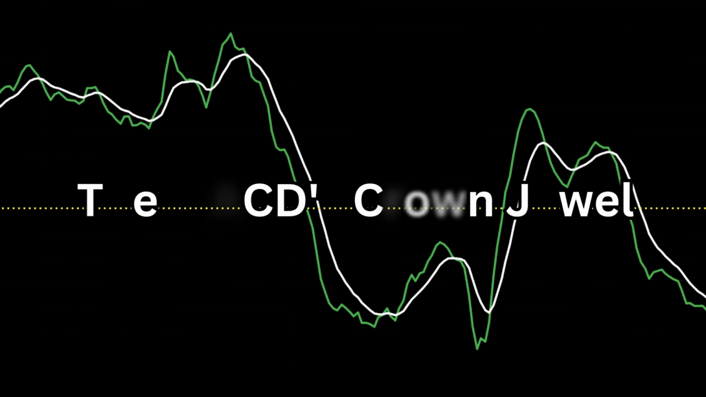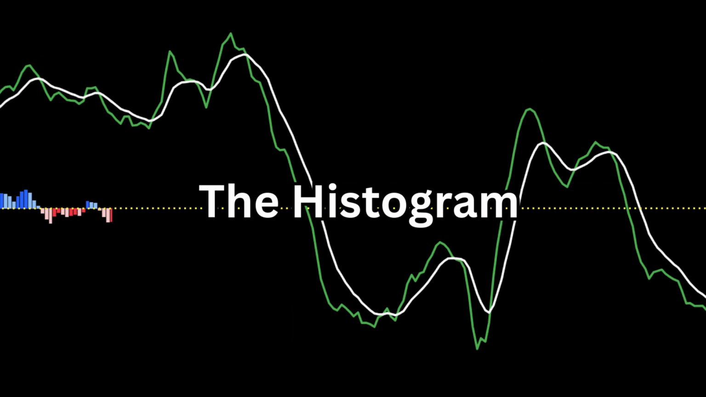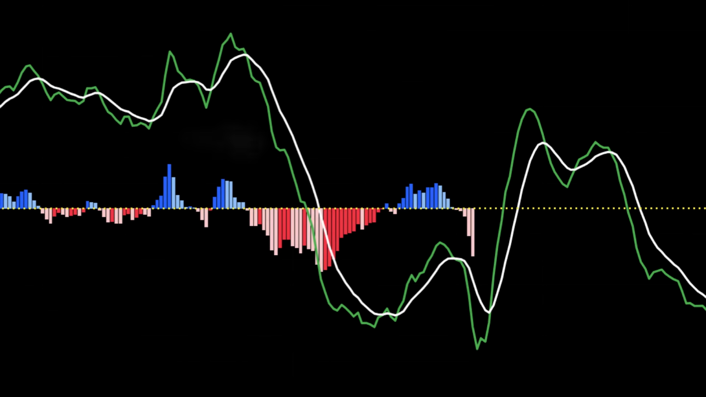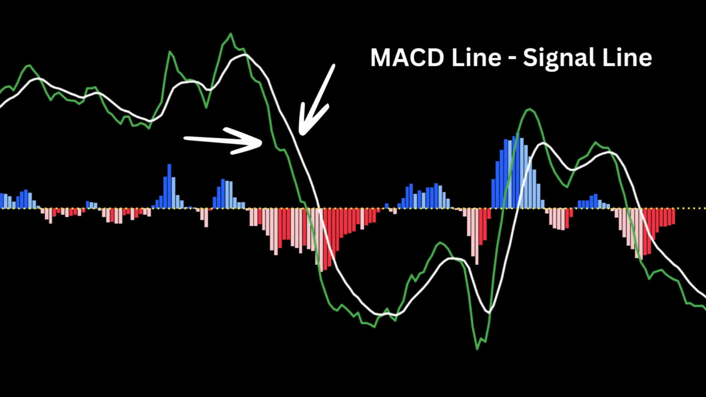And here, my friends, we arrive at what many consider to be the MACD's crown jewel. The histogram is a work of visual art. It's the component that gives us an instant snapshot of the power dynamic between the MACD line and the signal line. Its calculation is, once again, a simple subtraction. Histogram equals MACD line minus signal line. The histogram is nothing more than a graphic representation of the distance between our two lines. But its implication is monumental.